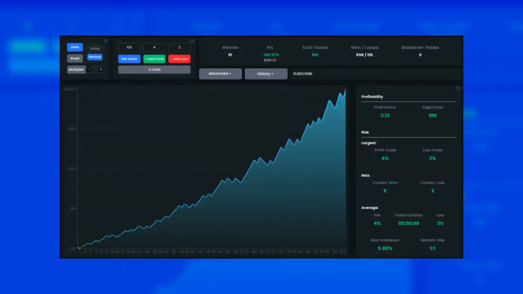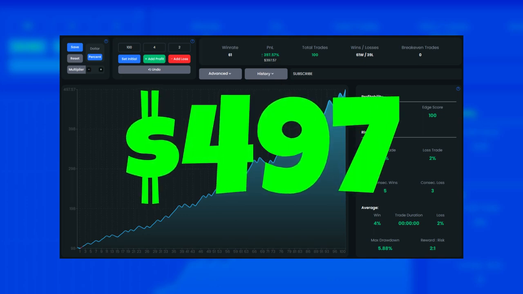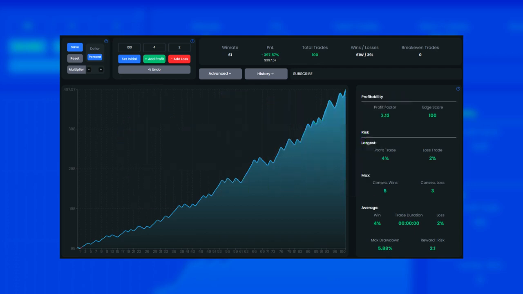But now it is time to show the full results. And look at those absolutely amazing results. We had a 61% win rate, gaining almost 400% on the account, starting with $100 and taking it all the way to $497. We had a profit factor of 3.13 with 5 consecutive wins and only 3 consecutive losses.